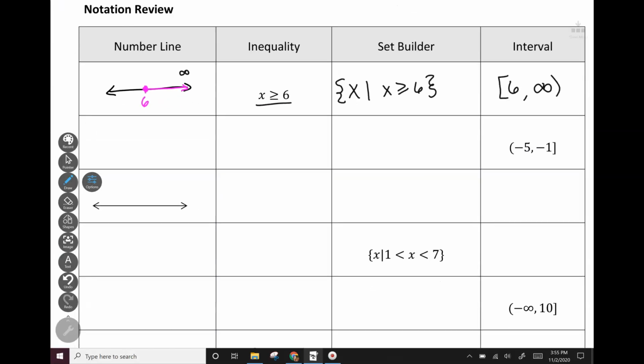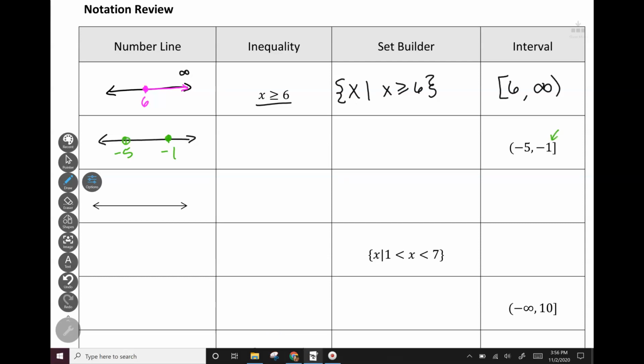All right, so next one, we're starting with interval notation. So let's put that on a number line. Okay, so -5, -1. Like I said, if there's a square bracket, that means the point is included. So it's going to be a point at that number, a closed circle. However, if there's a parentheses, then that means that number is not included. And to denote that on a number line, you're going to put an open circle.